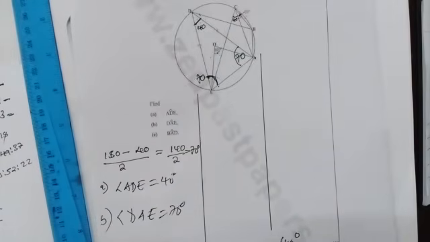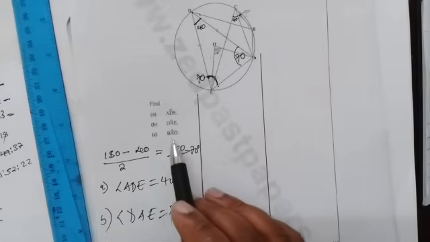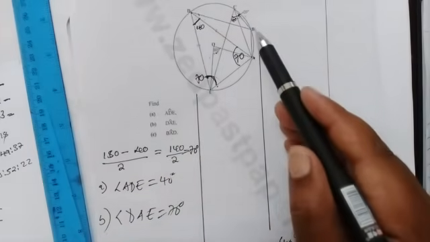Then we need to find BAD. Okay, let's look at B.